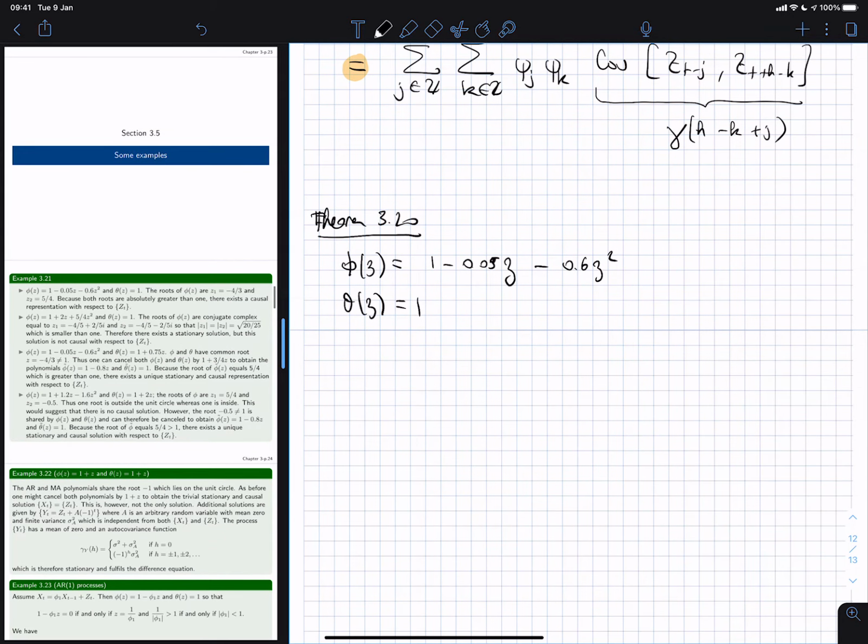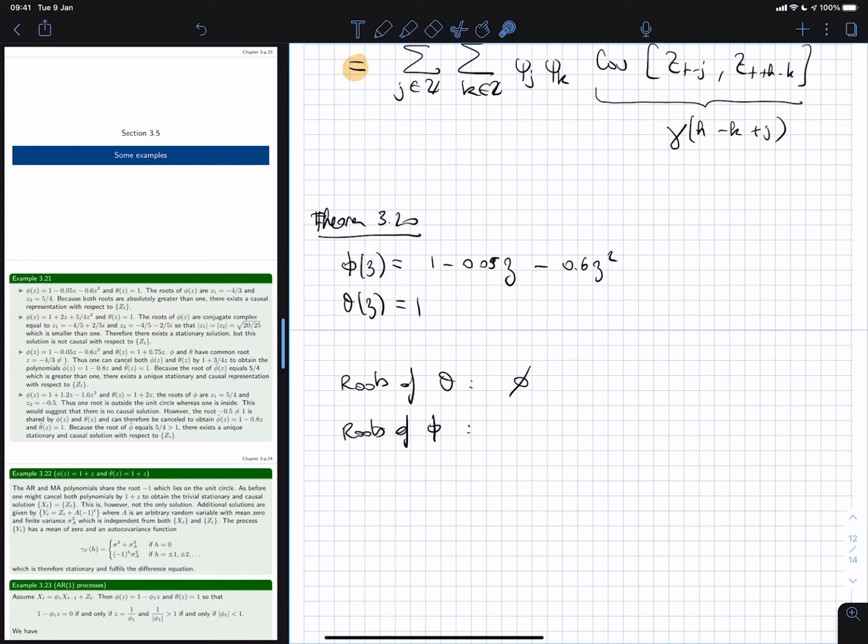Well, then the roots of theta, well, there are none, because this polynomial is never 0. But anyway, theta doesn't matter. The roots of phi, well, I mean, it's not hard to solve this. When is this equal to 0?